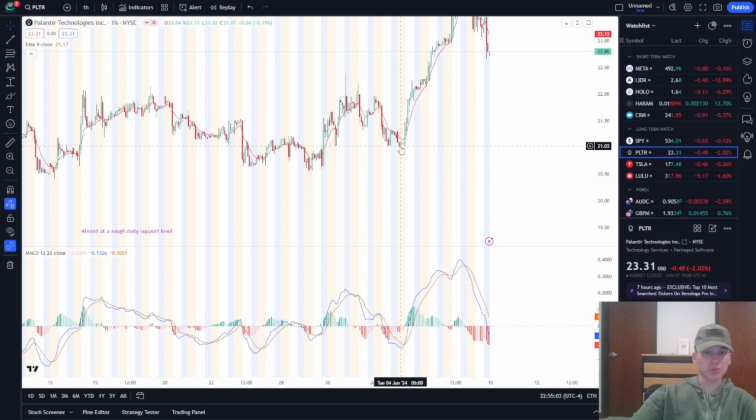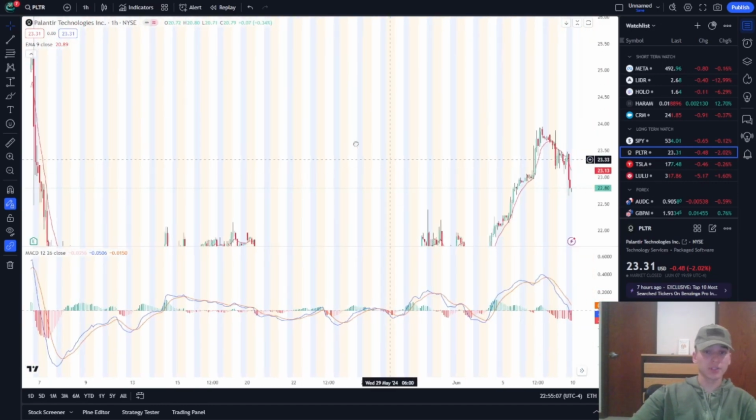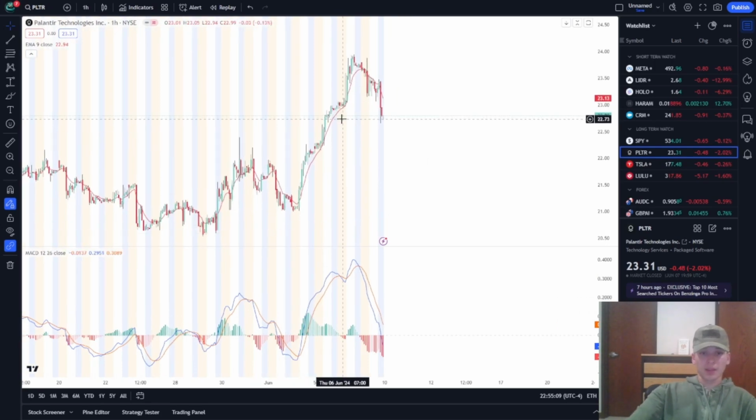There might be multiple support zones and resistance zones. We're going to look for things like that. That's pretty much all I have anyways.